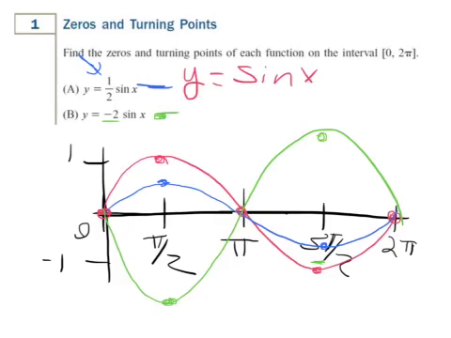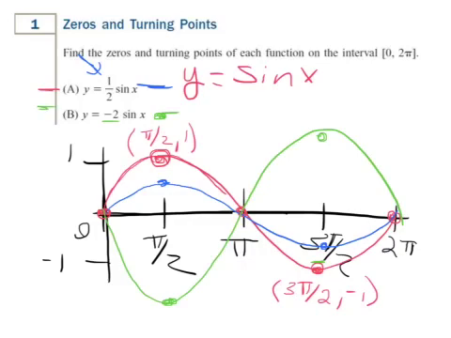Let me go ahead and do the turning points as well. So let's go to our red. Okay, so red is for this one here. The turning points here are right here, when it's going from positive to negative. So this turning point would be x is pi over 2, y is 1, and this turning point would be x is 3 pi over 2, y is negative 1. For the green, which is going to be our B, our turning points are going to be the same thing, except this turning point is pi over 2 and negative 2, and this turning point is 3 pi over 2 and 2.